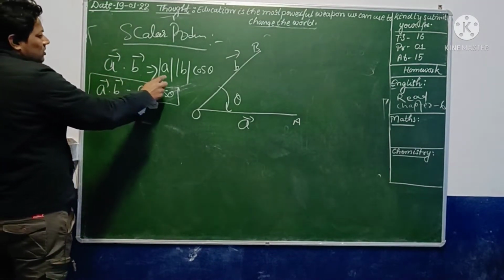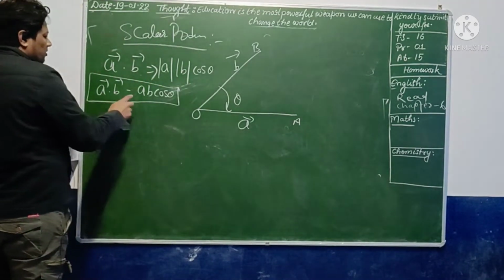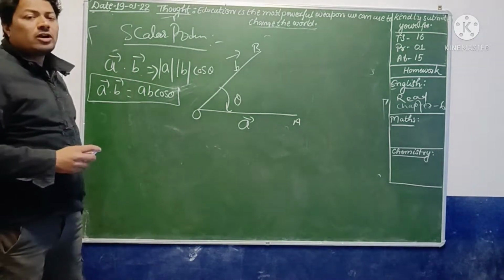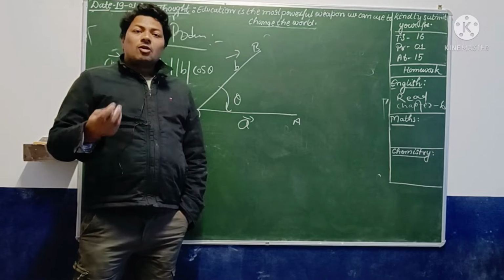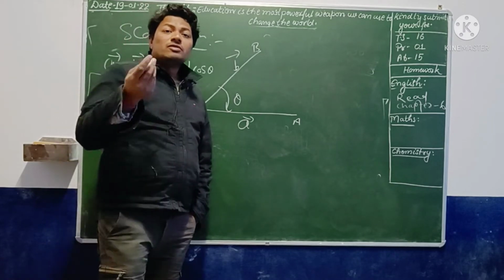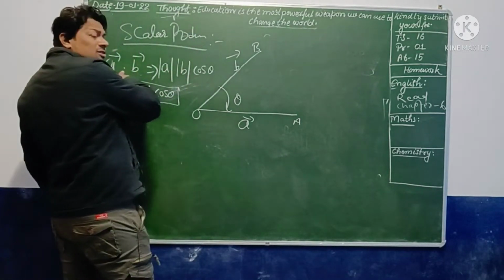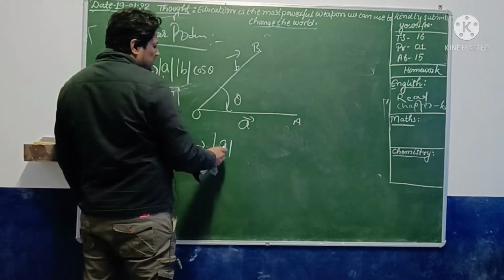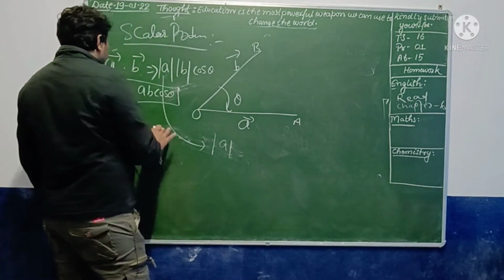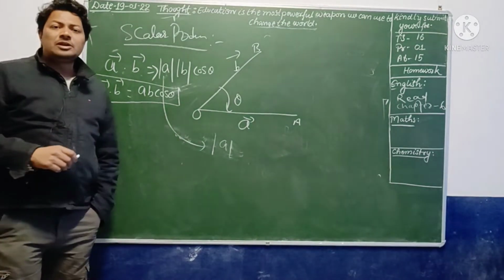A dot B equals mod A mod B cos theta, that is, A dot B equals AB cos theta. Mod A mod B means it shows the magnitude of the vector. If you take the magnitude of the vector A, it will be normal. Is it clear? So simply, A dot B equals AB cos theta.